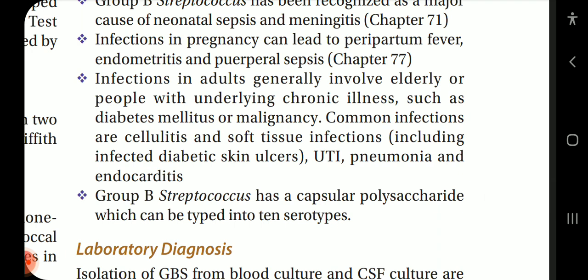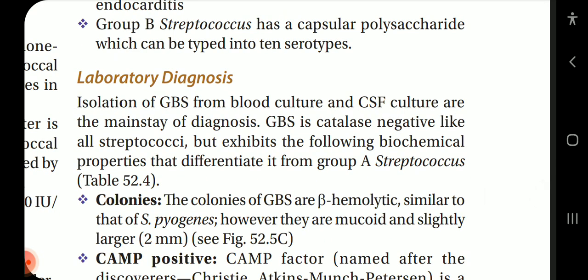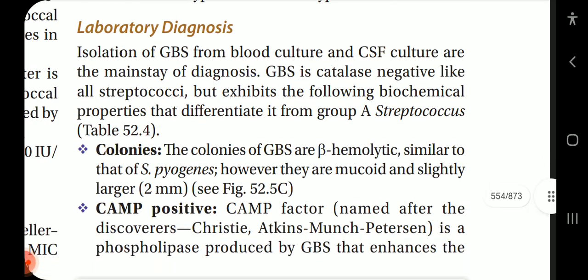Group B streptococcus has been recognized as a major cause of neonatal sepsis and meningitis. Infection in pregnancy can lead to peripartum fever, endometritis, and puerperal sepsis. Infection in adults usually involves elderly people or people with underlying chronic illness such as diabetes mellitus or malignancy. Common infections are cellulitis and soft tissue infections including infected diabetic skin ulcers, UTI, pneumonia and endocarditis. Group B streptococcus has a capsular polysaccharide which can be typed into 10 serotypes.